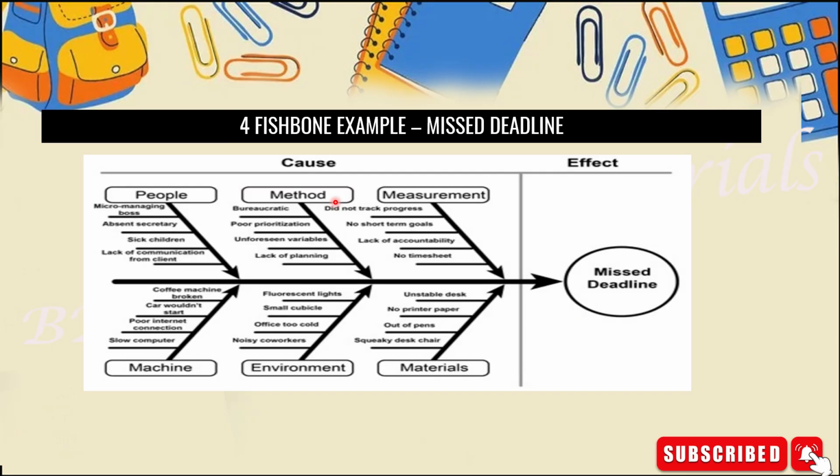Let's move to the fourth. Here, this is basically related to an industrial project wherein we miss the deadline, which is the effect. Now, what are the causes behind that? We can see there are different causes we have mentioned: people, method, measure, machine, environment, and material. If there is any issue with any of these six, we will mention all the causes here due to which we have identified this particular effect.